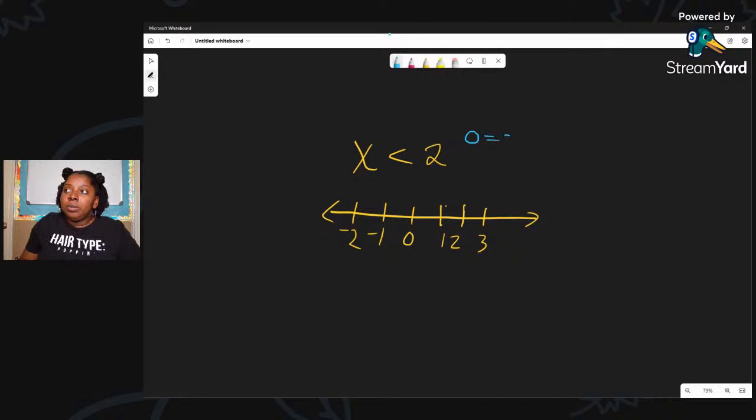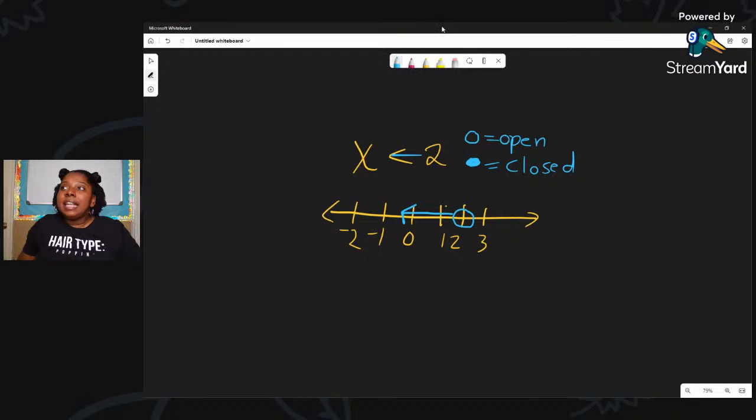If 2 is not included, we put an open circle. If we do include the 2, it would be a closed circle. So it'd have to look like this, have an equal to sign, less than or equal to, for it to be a closed circle. All right. So we're going to have an open circle right here. And because we want all the numbers that's less than 2, I teach my students just put a line here and it's saying we're going to the left. Okay. So that's the graph part of it.